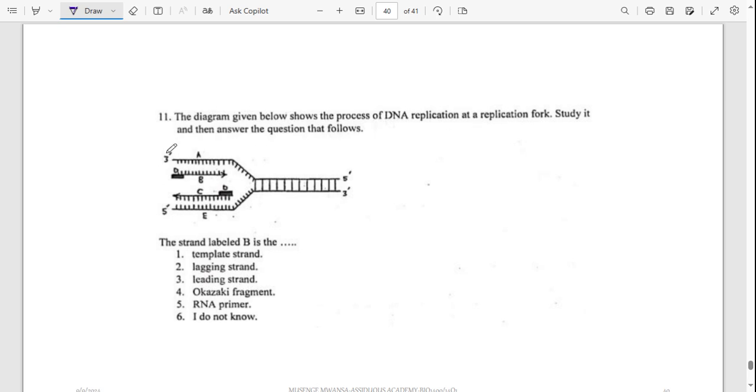You can see we're moving from 3 prime to 5 prime and then like that. So we have got D, we have got B and C there. The strand labeled B is there. B, look at B. Can you see that we are forming it on the strand from 3 prime to 5 prime? That is the leading strand. Even an arrow is showing that you are going forward, you are going in the direction of the replication fork. That is the leading strand.